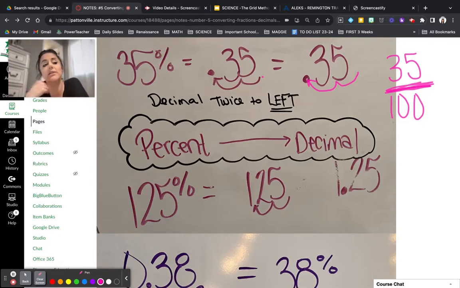But if you can't, then just remember that 35% just means 35 divided by 100. And if you work that out, you will get a decimal answer. So it will give you the decimal answer in case you cannot memorize the moving of the decimal point. Okay.